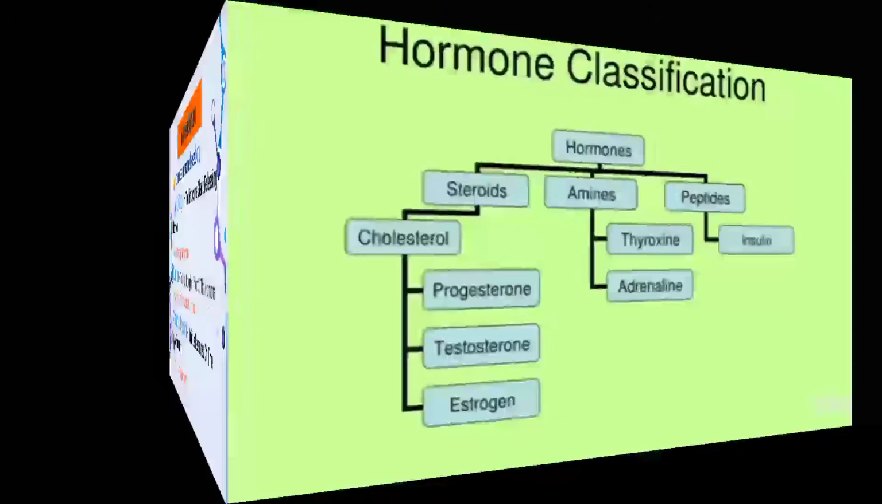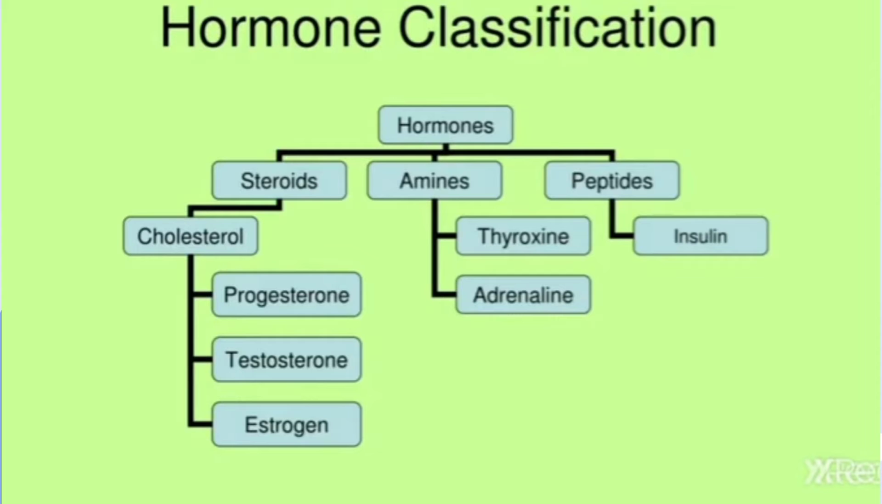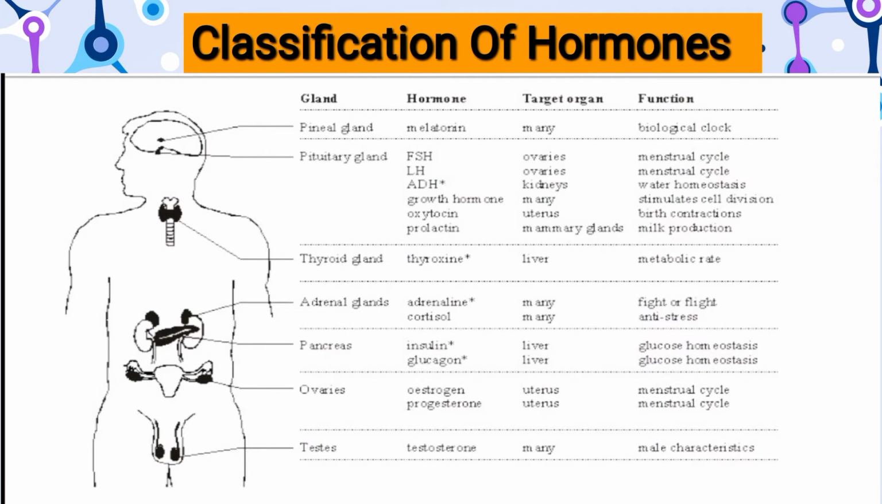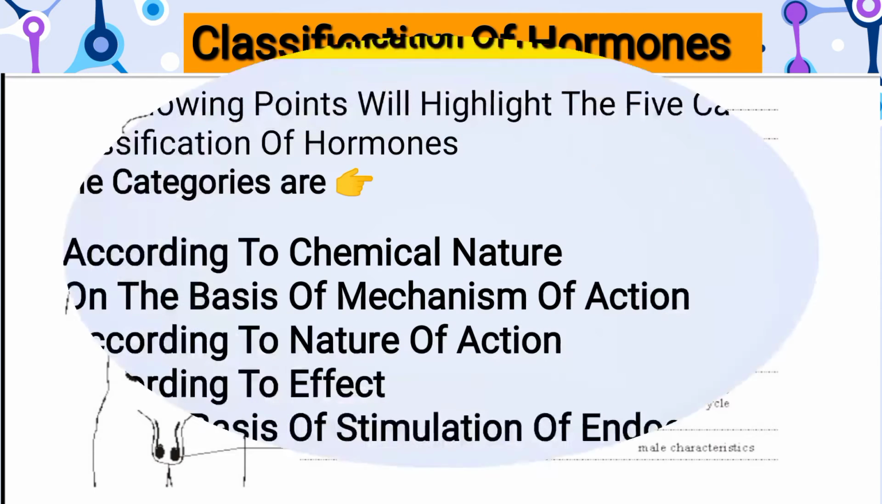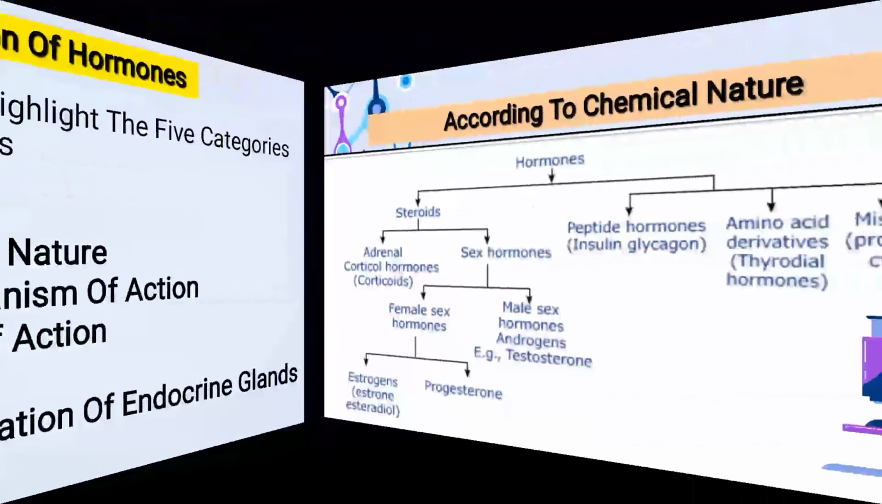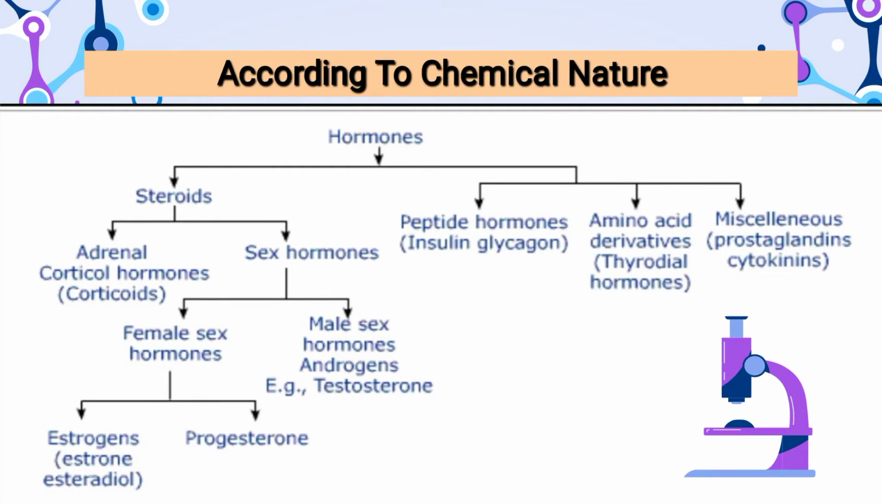Now coming to the major part of the hormones, that is the classification of hormones. Hormones can be classified according to their chemical nature, mechanism of action, nature of their effects, and stimulation of endocrine glands. Now the first one is according to the chemical nature of hormones. This category of hormones is divided into six classes. They are steroid, amines, peptide, protein, glycoprotein and eicosanoid hormones. They are further described.